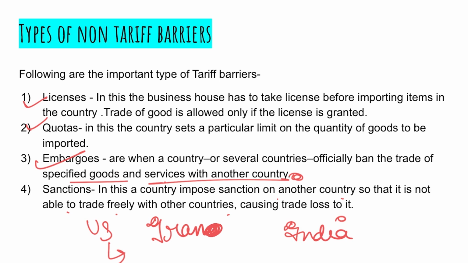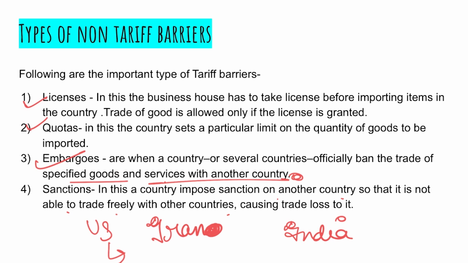So in sanctions, one country imposes sanctions on some country, and it tells its allies that if you keep on importing from or maintaining ties with the country that is being sanctioned, then it would be difficult for them to carry out a good trade relation with each other. So the indirect loss is to the country on which the sanction is imposed, that it is not able to trade freely in the global market. So these are the 4 types of non-tariff barriers that the government often uses.